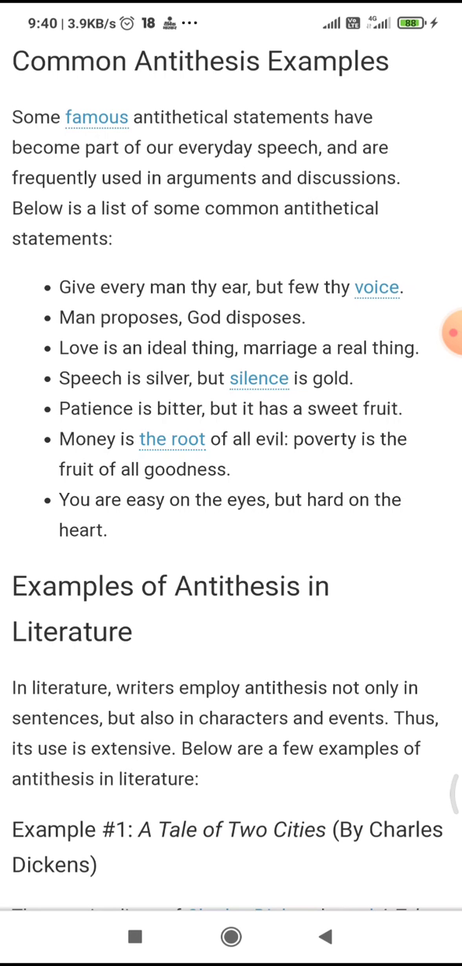Man proposes, God disposes. Very famous and common antithetical statement. Love is an ideal thing, marriage a real thing. Speech is silver, but silence is gold. Patience is bitter, but it has a sweet fruit. Money is the root of all evil. Poverty is the fruit of all goodness.